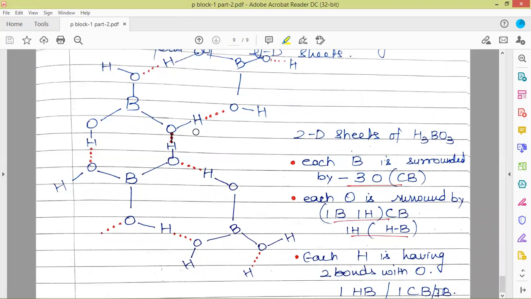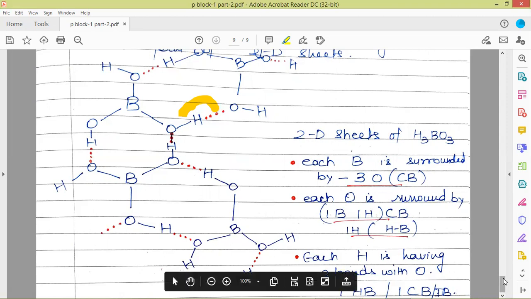Also you can see here the hydrogen bridge: on one side there is a hydrogen bond, on the other side there is a covalent bond. This is present on a straight line, or we can say there is an angle of 180 degrees here. This is the condition for representation of hydrogen bonding: the 2 electronegative elements present on the sides of hydrogen are always at a 180-degree angle. So this is all about the structure of boric acid.